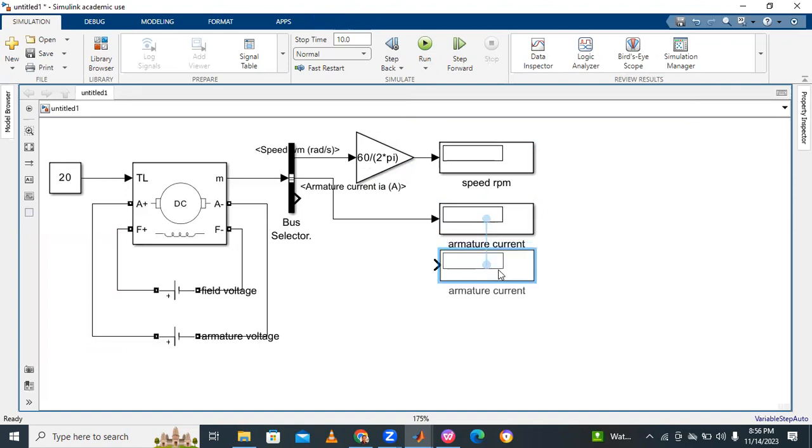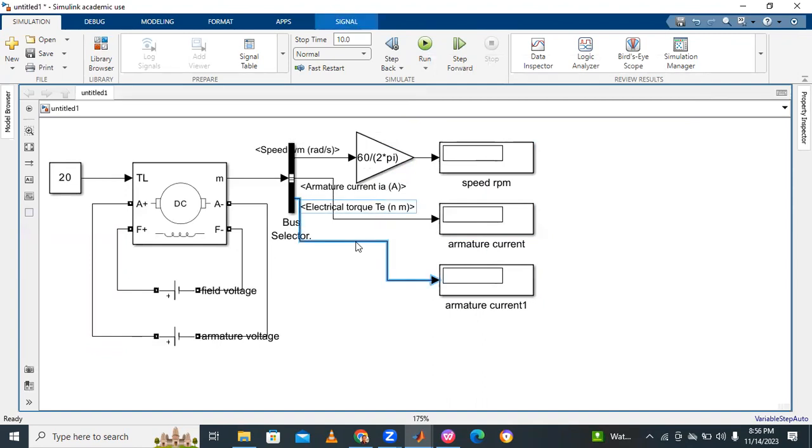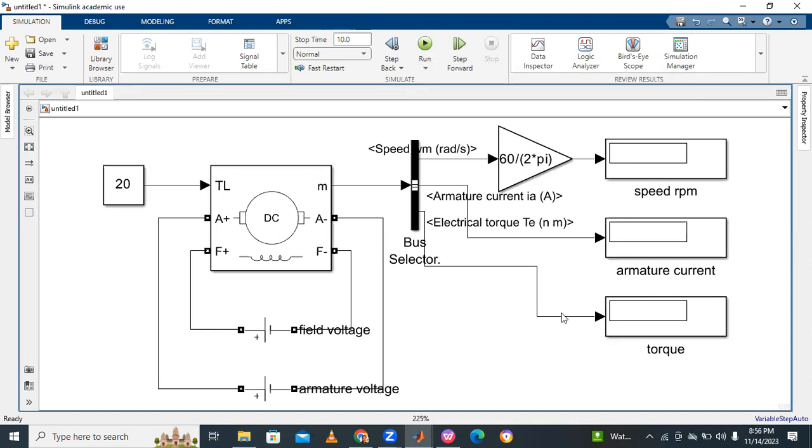Next, similarly, copy and paste here. The next one is called torque. Electrical torque. The third one is called electrical torque. Torque in Newton meters. So this is our circuit, and it will display speed, armature current, and torque when it is run. So what is the voltage here?